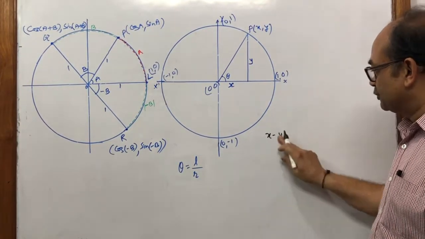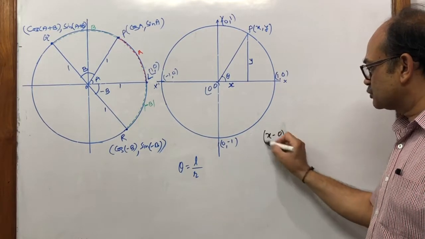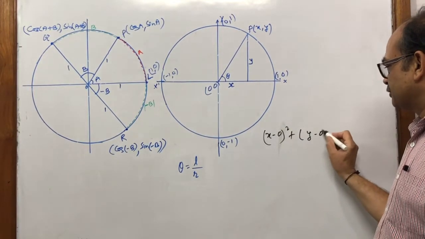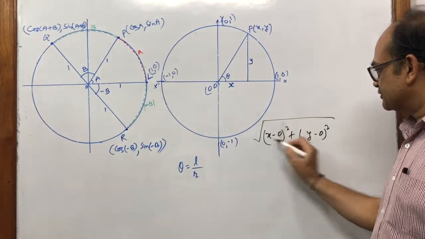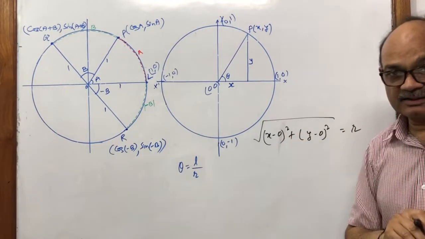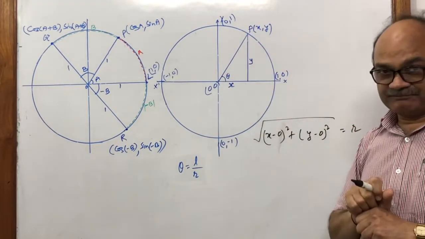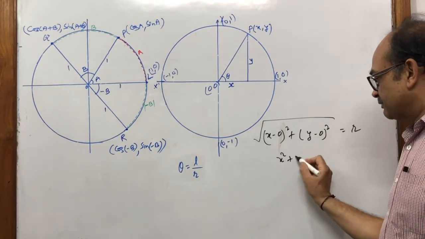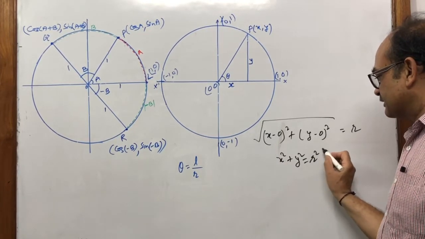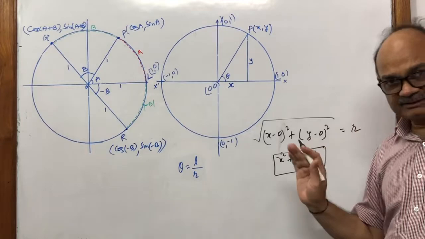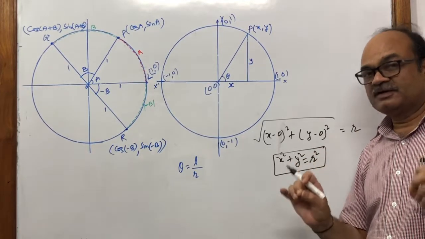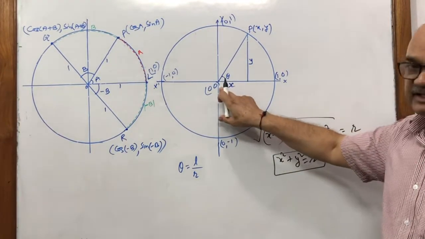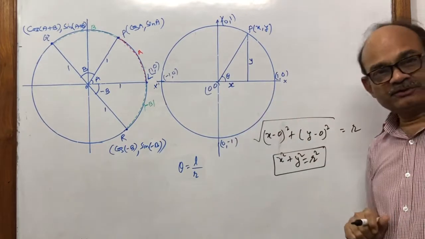x minus 0 the whole square plus y minus 0 the whole square. By the distance formula, it is nothing but r, if r is the radius. That means x square plus y square is nothing but r square. Correct? This is the first important formula when the circle's center is at 0 0 and radius equals r.